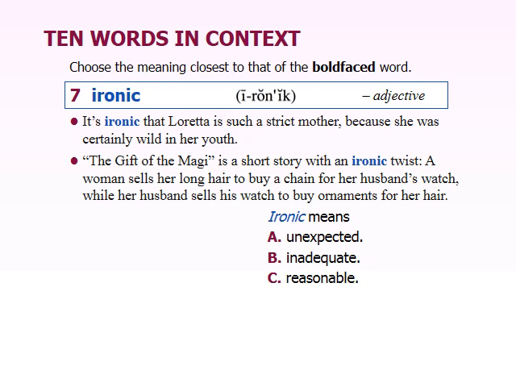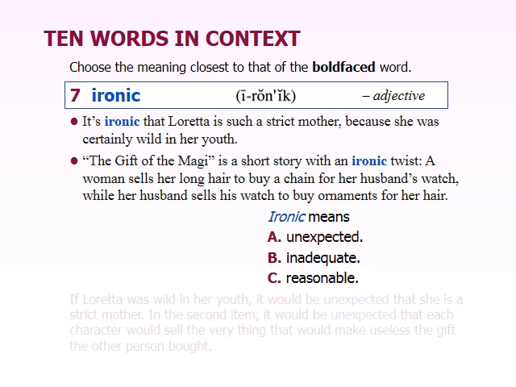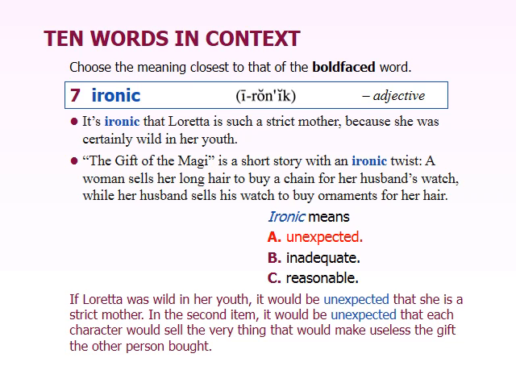The next word here is ironic, and this one's an adjective. It's ironic that Loretta is such a strict mother because she was certainly wild in her youth. The Gift of the Magi is a short story with an ironic twist. A woman sells her long hair to buy a chain for her husband's watch, while her husband sells his watch to buy ornaments for her hair. So, what ironic means is unexpected.